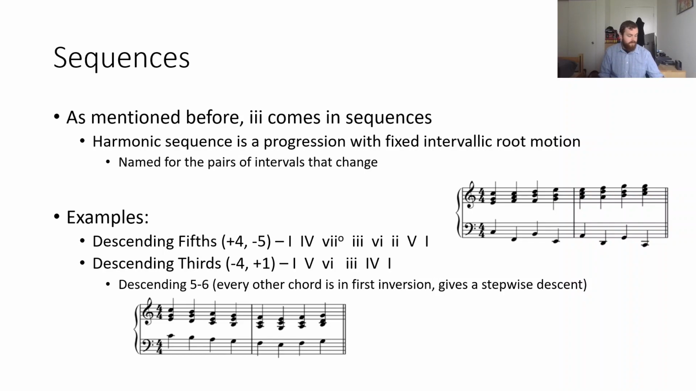And then we keep going, and so on. We don't just constantly descend though, so we can describe a descending 5th sequence as +4 -5, right? Because if you go down a 5th, it's the same as going up a 4th. And then we go down a 5th, then up a 4th, then down a 5th, then up a 4th, then down a 5th, then up a 4th. Then we get back to where we started.